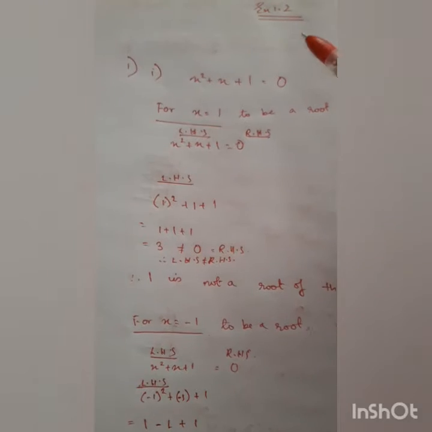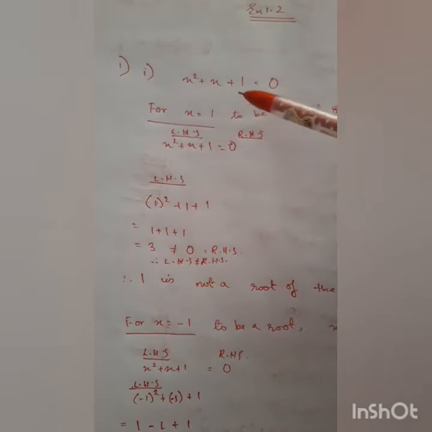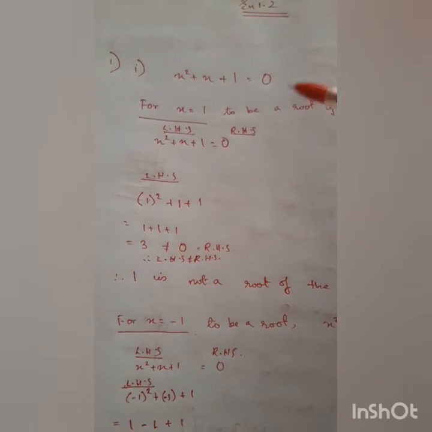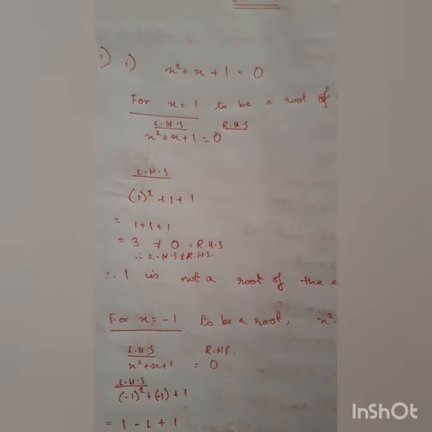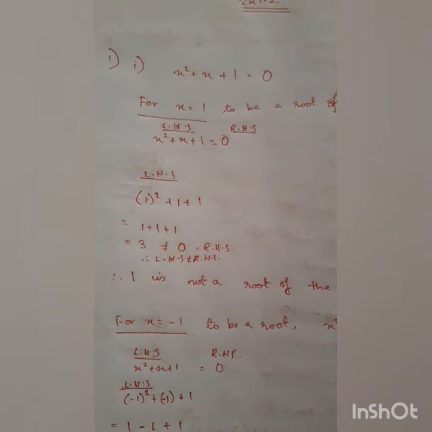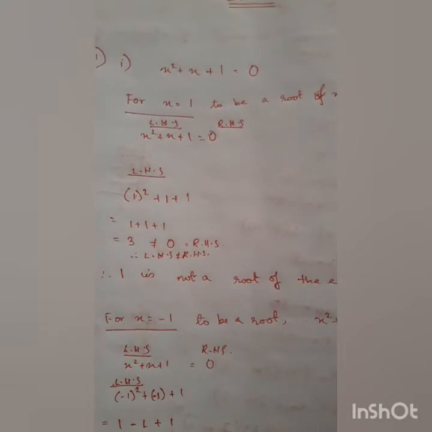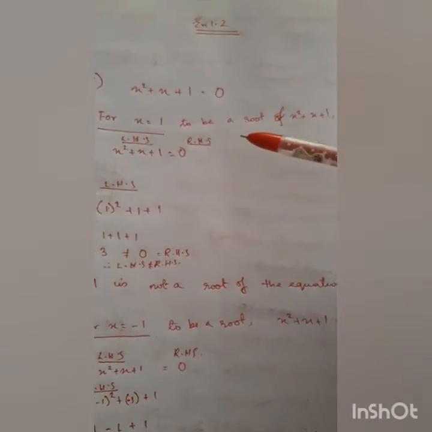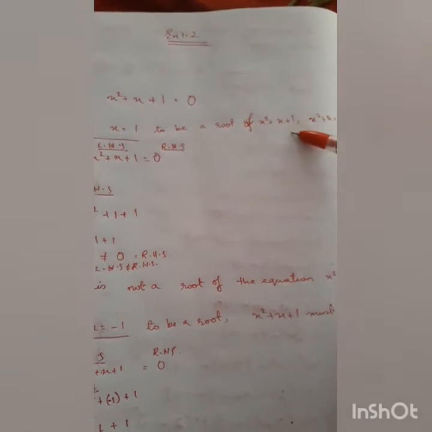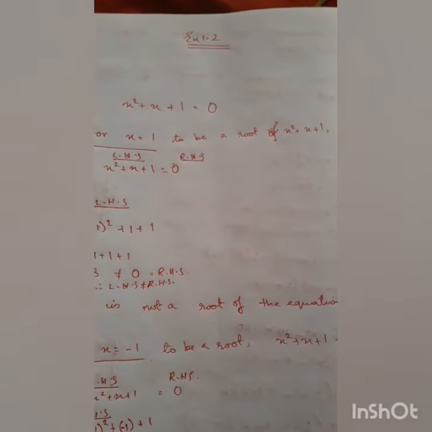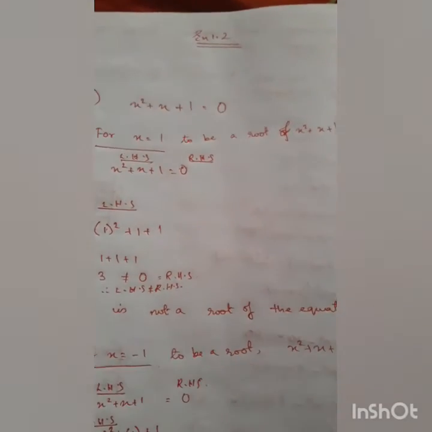See, in exercise 1.2 question number 1 part 1, they have given us a quadratic equation x square plus x plus 1 equals to 0. You have to check whether the two given solutions x equals to 1 and x equals to minus 1 are the roots or not, or are they the solutions of this equation or not. So for x equals to 1 to be a root of x square plus x plus 1, this x square plus x plus 1 must be equal to 0 whenever I put the value of x equals to 1. Alright, this value must be equal to 0.